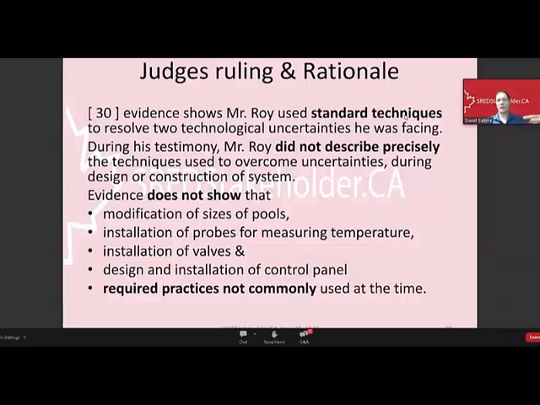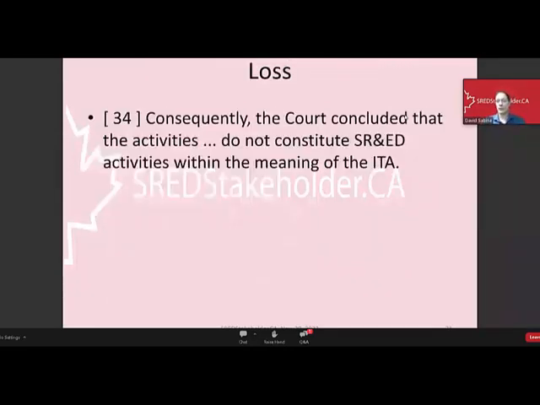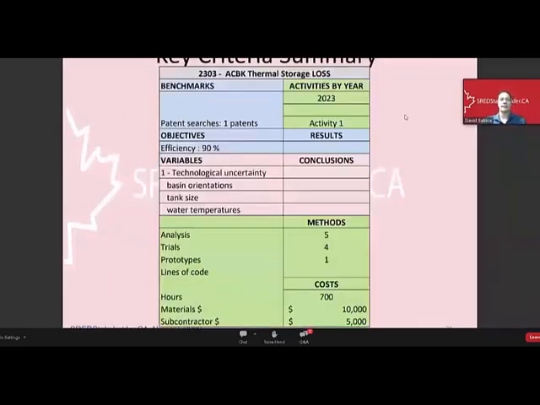Okay? So the modification of the size of the pools, installation of probes, valves, and a control panel, he said, would be typical for manufacturing in any industry. So again, there was not enough detail on what specifically was there to show that we went beyond the standard practice. Okay? As a result, they lost.